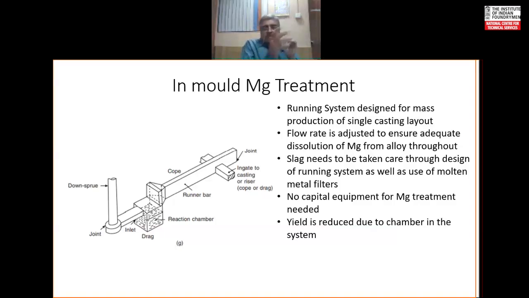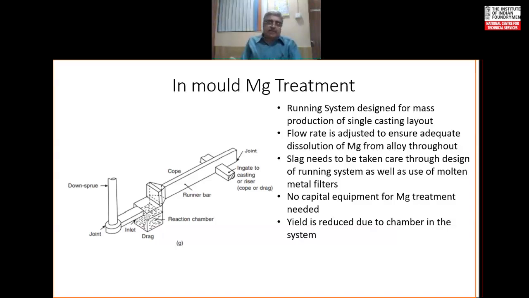I had seen this in 1 or 2 foundries in India, but I've seen it 3 or 4 times in Matsushita foundry in Singapore, where they were using this in-mold treatment for production of crankshaft used in steel compressors. Ductile Iron crankshaft used in steel compressors. So it's an item which is very tiny, very small.